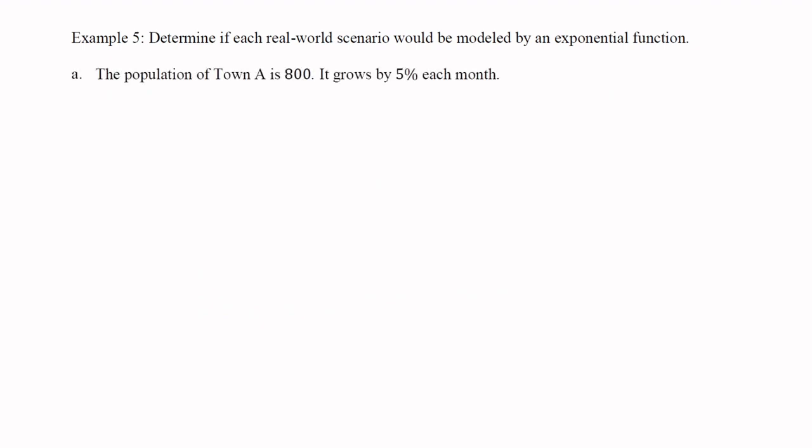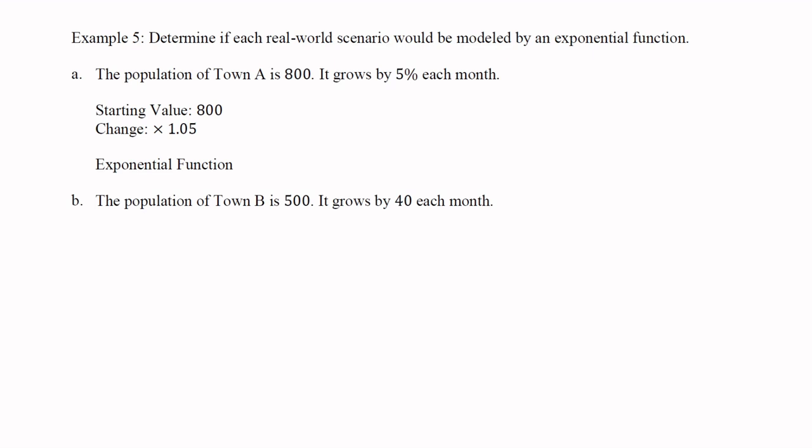The population of town A is 800. It grows by 5% each month. Well, our starting value here is 800, and we are multiplying it by our growth. So here, you have to take 100% of your population at 800, and you have to add 5% of that population to it. So that's going to give us 1.05 as our multiplication factor. And so it is an exponential function.